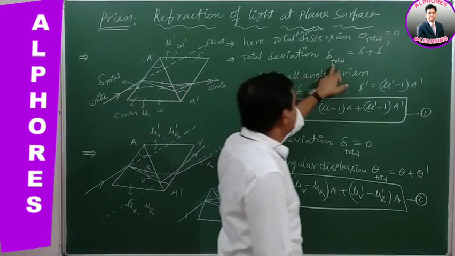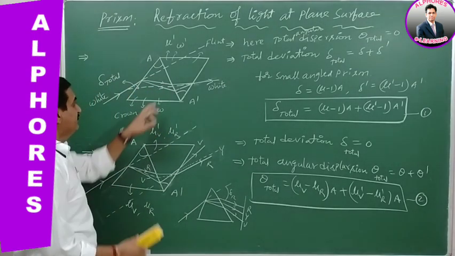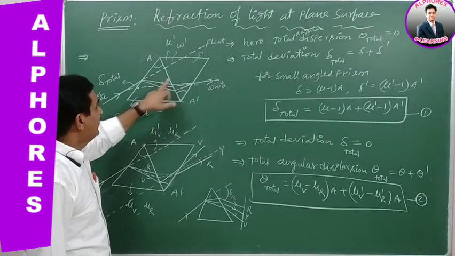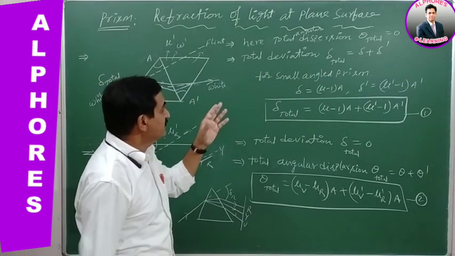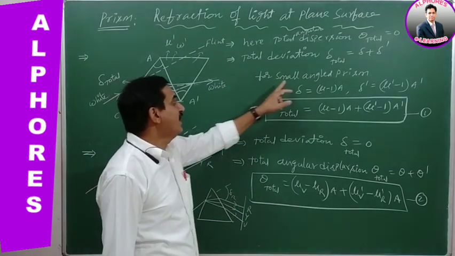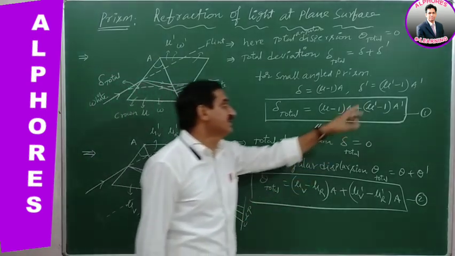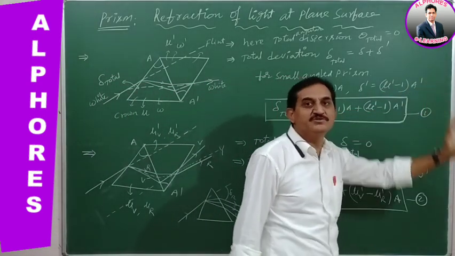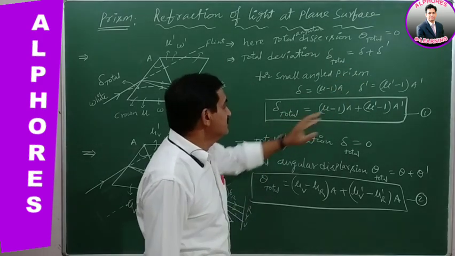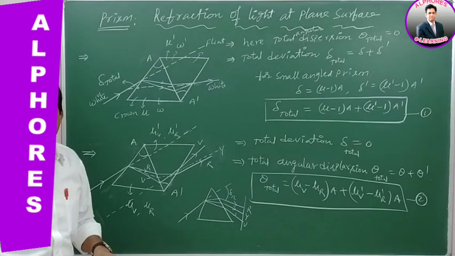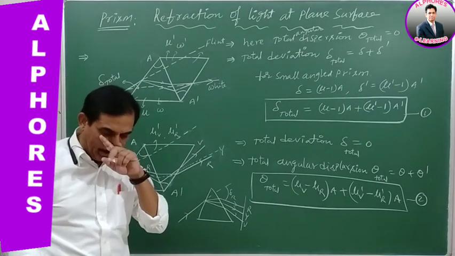So total deviation is the deviation given by the first prism, delta, and the deviation given by the second prism, delta dash. That is the total deviation for small angled prisms. Delta equals mu minus 1 into A, delta dash equals mu dash minus 1 into A dash. By substituting these two values in the above equation, this is the total deviation suffered by the light by the combination of two prisms which are connected in reverse sense.